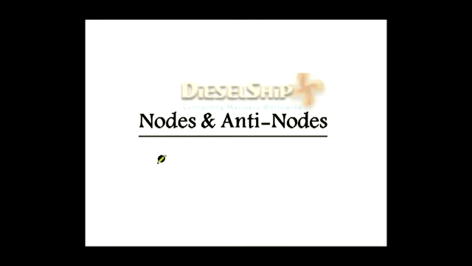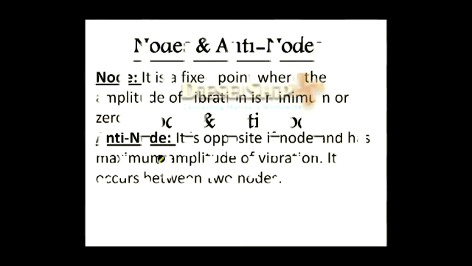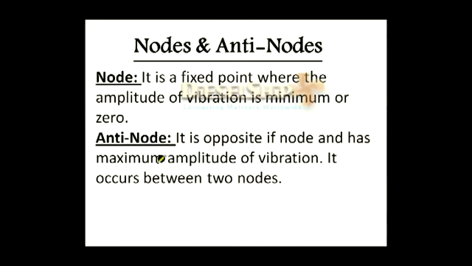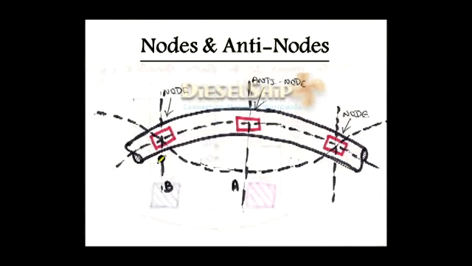So what are nodes? As we all know, a node is a point where there is no vibration, or the amplitude of vibration is zero, and an antinode is just the opposite of it. An antinode is a point where the vibration is maximum on the shafting system. Let's say this is an exaggerated shafting system's vibratory characteristics. Here we have two nodes and one antinode on this vibratory curve. This is the point where it vibrates maximum, and here there is no vibration or minimal vibration.